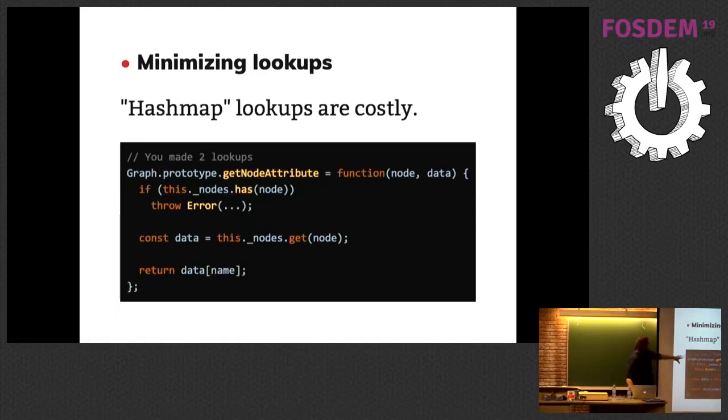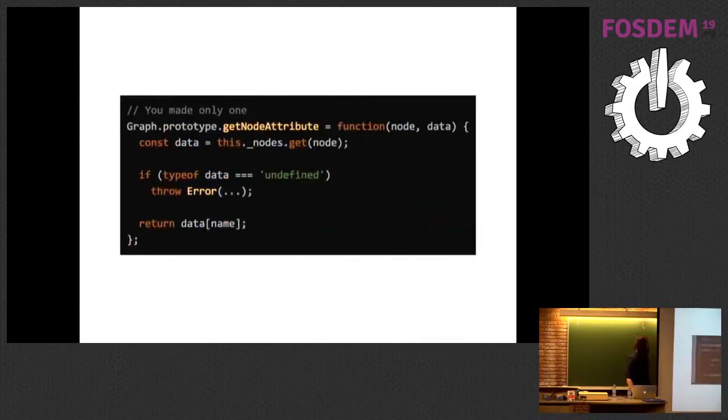For instance, here you've got an example where in a graph, I just want to check some attribute of a node, and the nodes are stored in the map. So what I do is that I first check that the map has the node to be sure I'm not doing something which is not possible, and then I get the node. So there I did 2 lookups. This is bad. So here I only made 1 because I just get the node. I infer from the fact that the data is undefined that the node doesn't exist, and that's all. So I made 1 lookup.